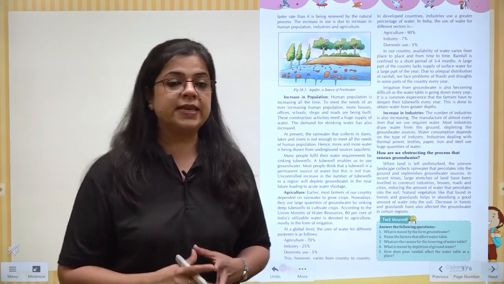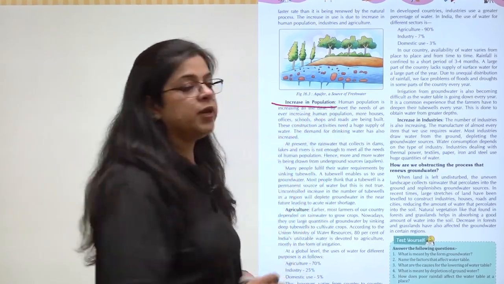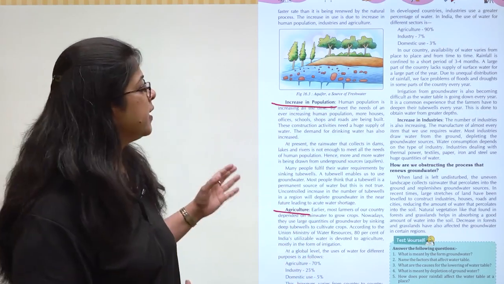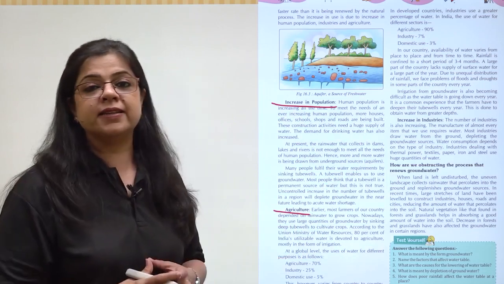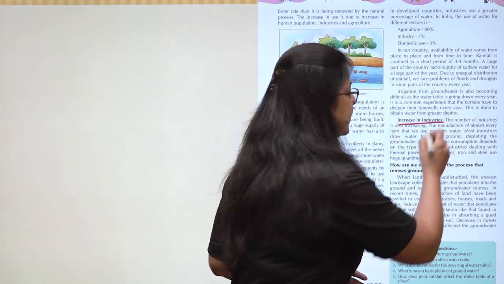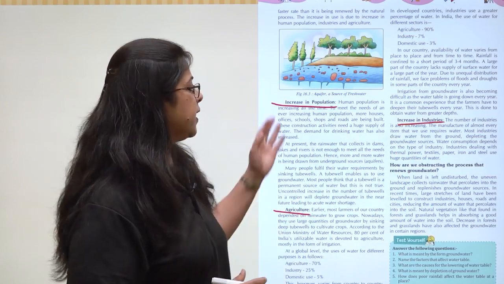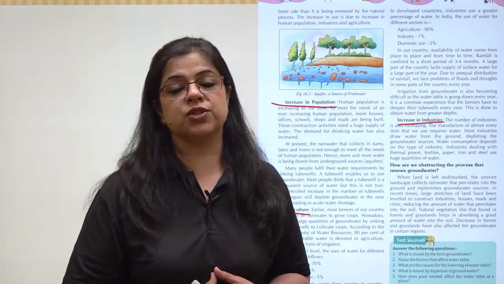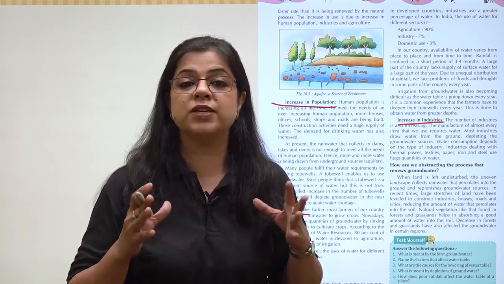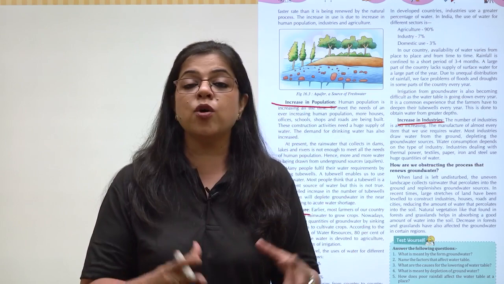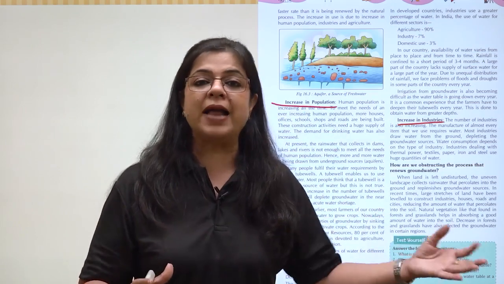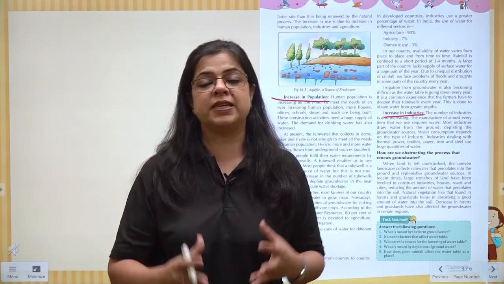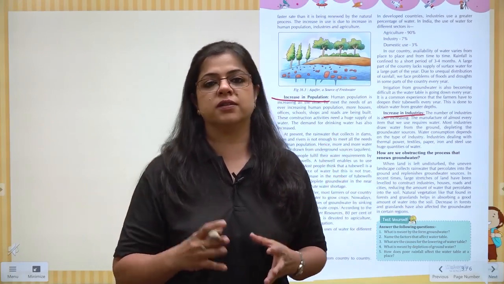So we see how increase in population and agriculture is becoming a major factor in decreasing the groundwater, as also the increase in industries. So once again, all these are reasons because of an increasing population. Now we as human beings have the responsibility to take care of all these things, because a balance in biotic and abiotic components is what keeps life thriving on earth.